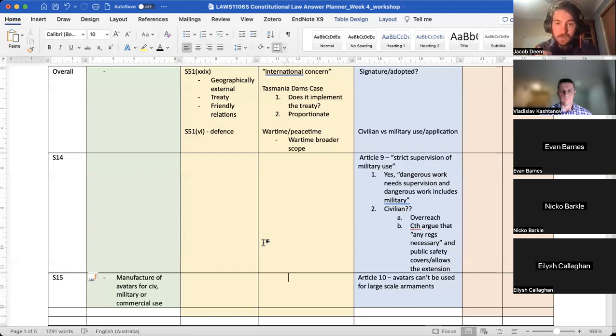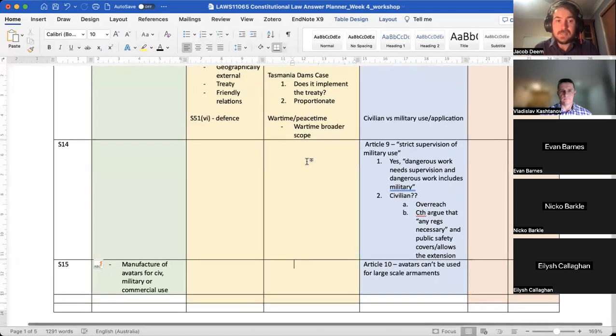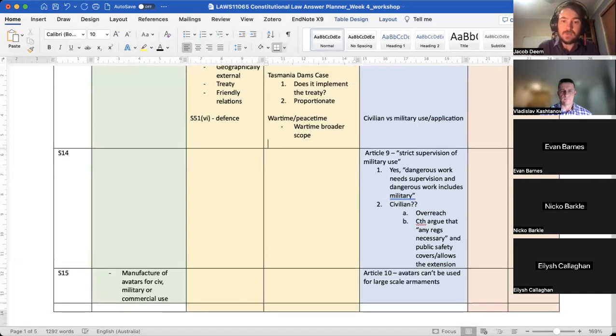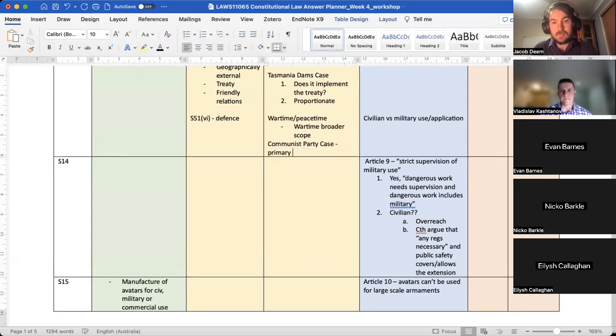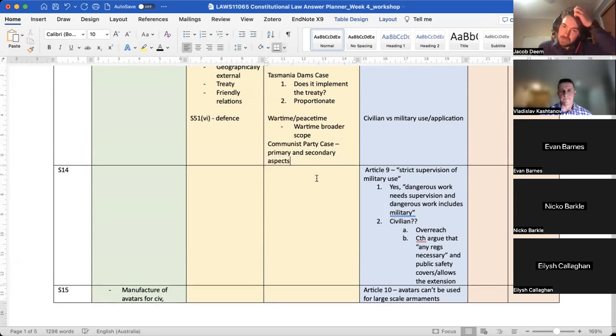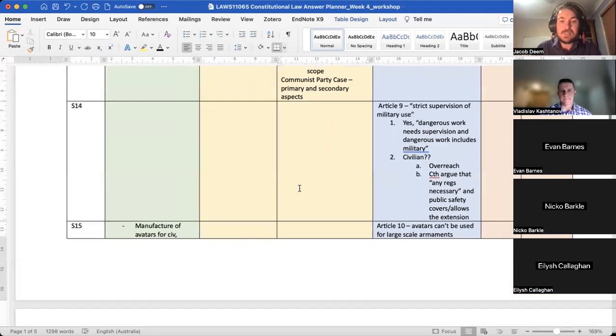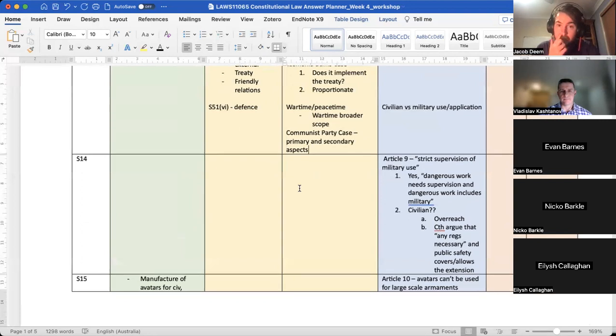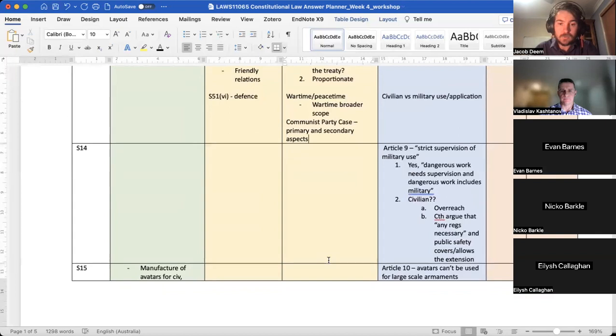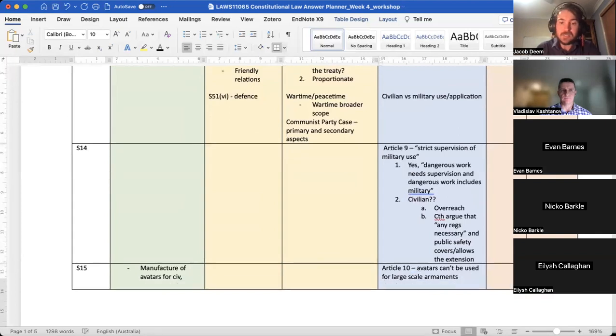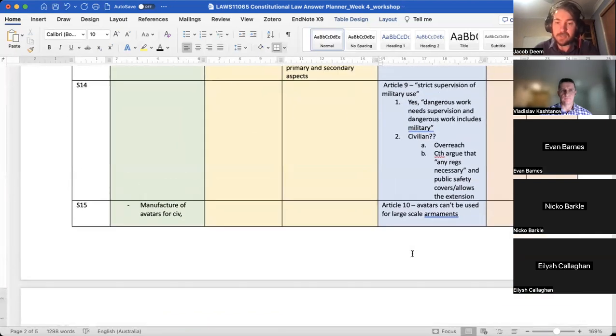So the reason that that's interesting and useful, and I'll just add to frame our discussion as well. So let's jump to section 15 first. We've already said that it's problematic under the external affairs power.